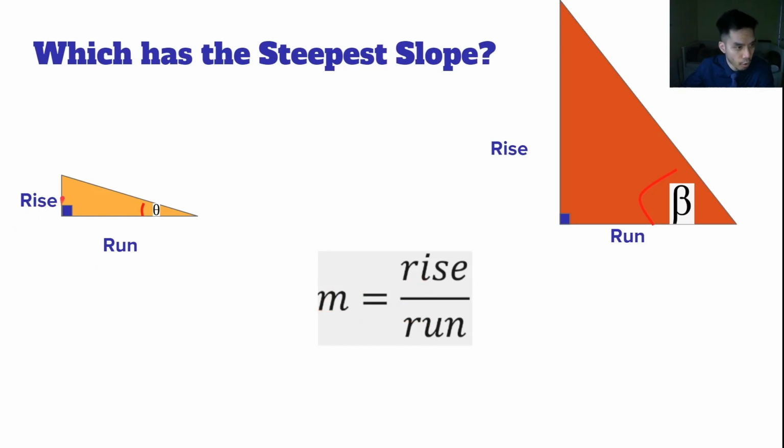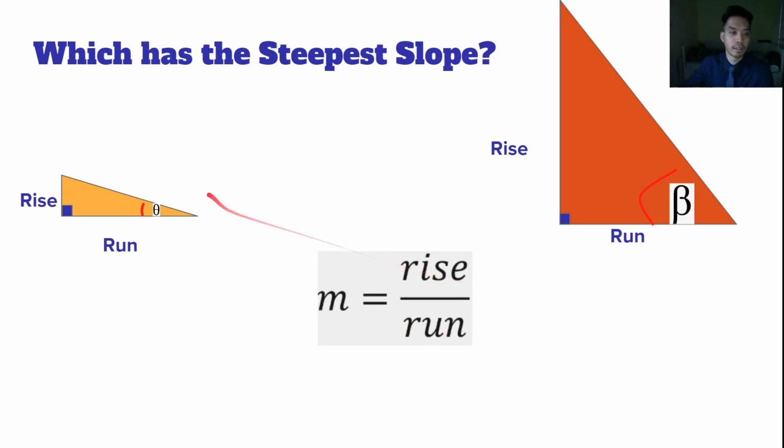We would take this smaller number divided by a big number, and a small number divided by a big number would give us a small slope. However, in this case, we have a big rise divided by a smaller run. A big number divided by a smaller number would give us a bigger slope, right?